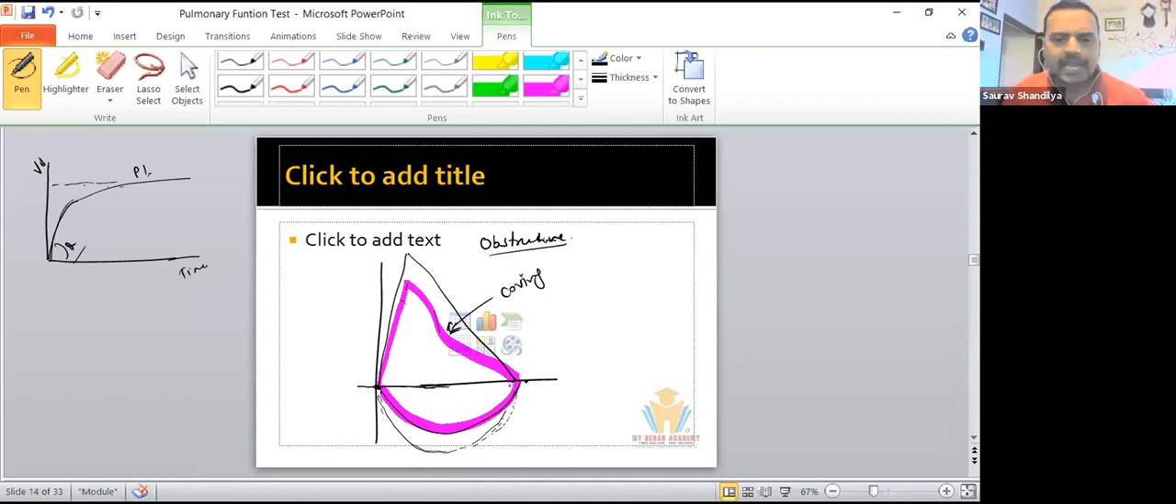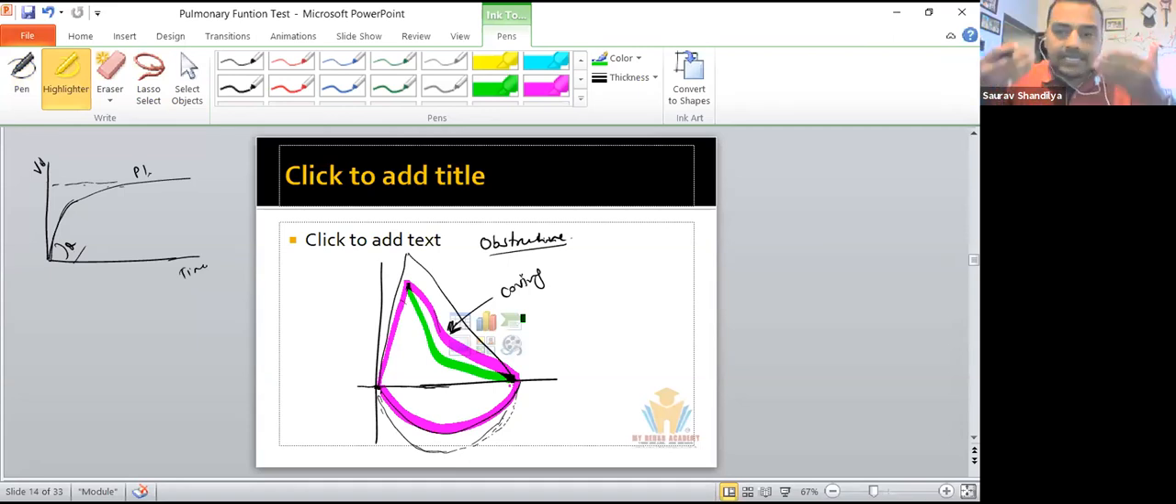But if it is a mild obstruction, let me tell you, this will be going here. Okay. And if it is a severe obstruction, the coving will be more. Isn't it?